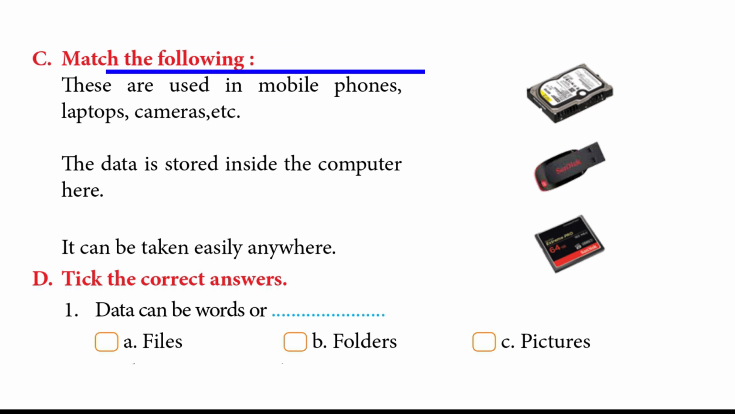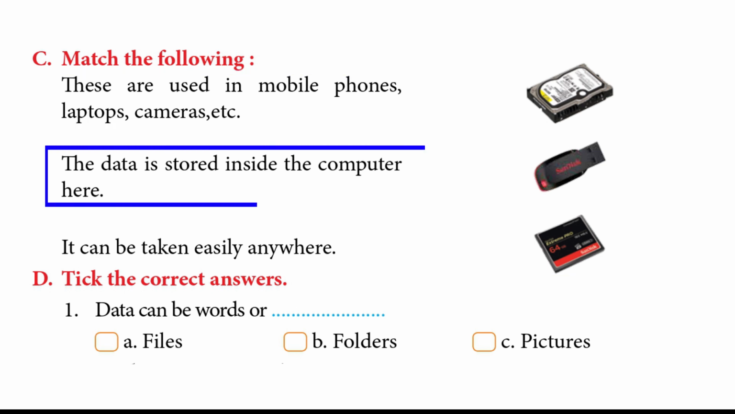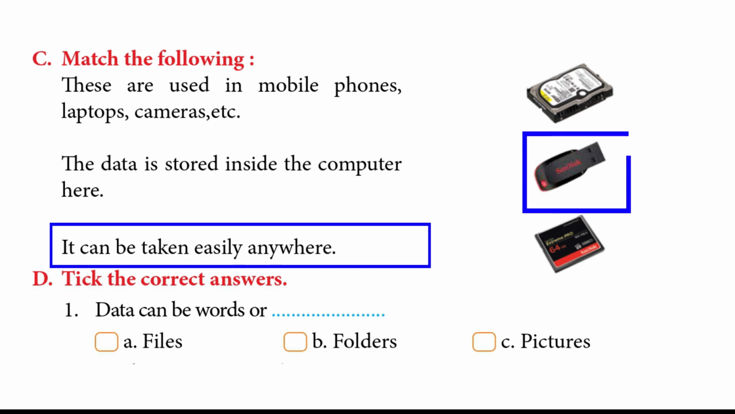C. Match the following. Match: these are used in mobile phones, laptops, cameras, etc. with data card. Match: the data is stored inside the computer here with hard disk. Match: it can be taken easily anywhere with pen drive.